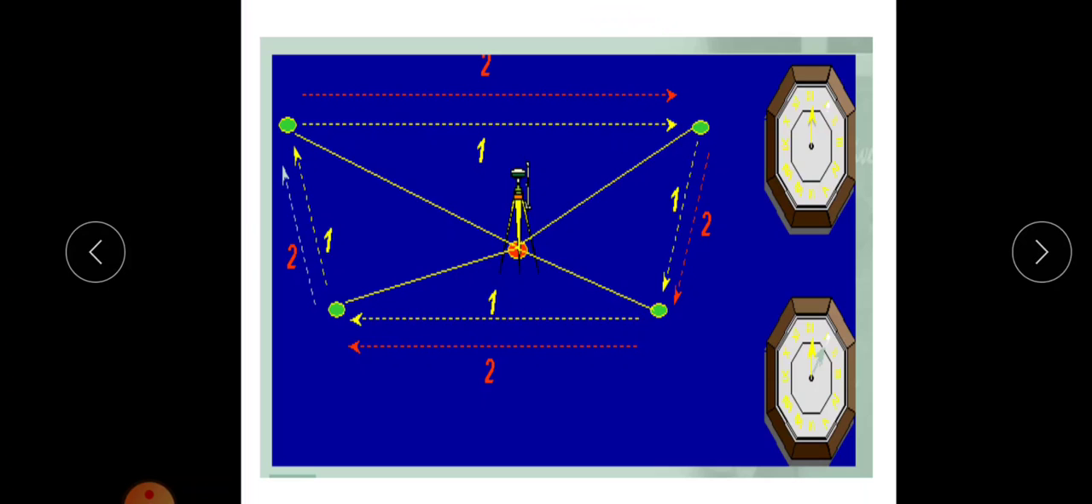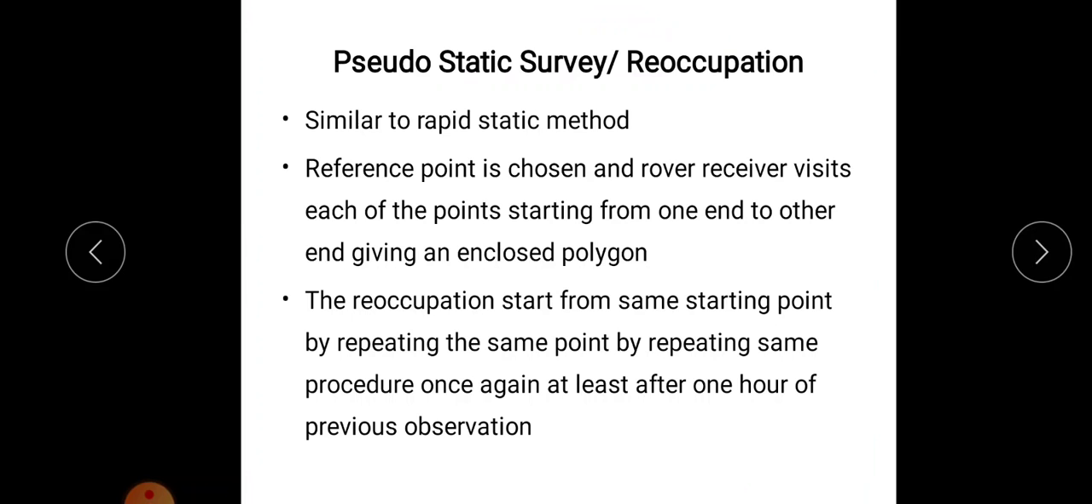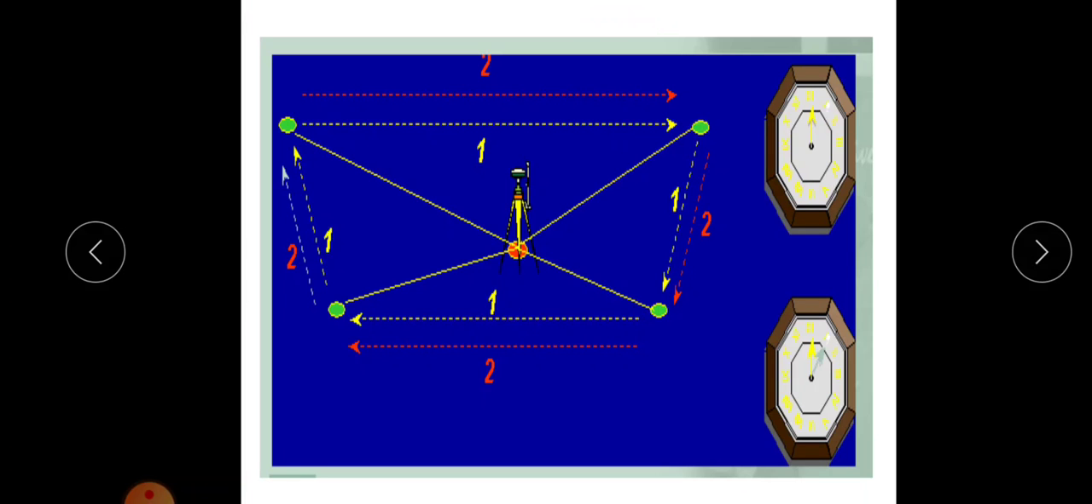So these are the static methods of GPS survey. Next class we can discuss the kinematic method. Thank you.